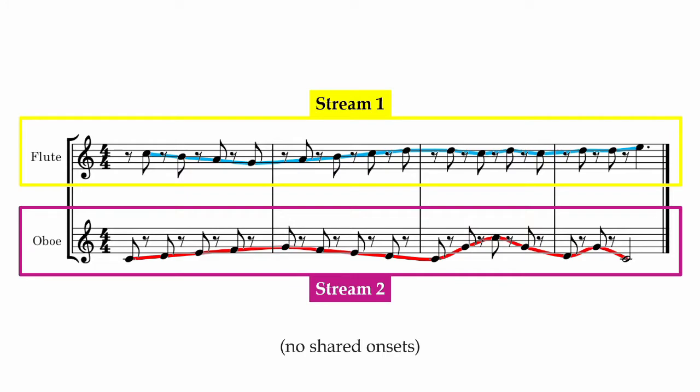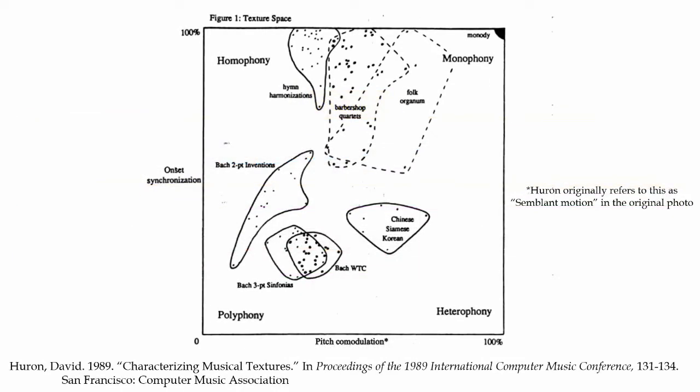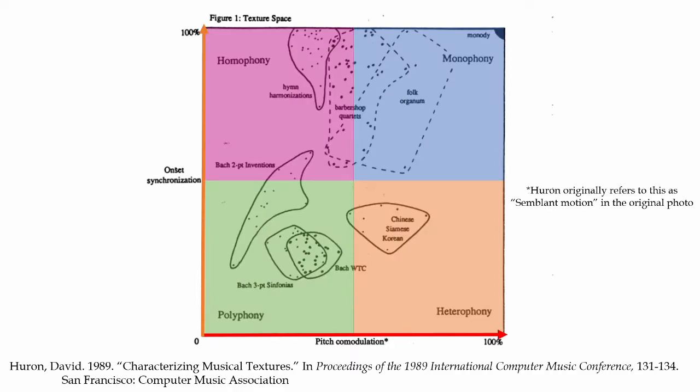Huron assembles these parameters into a two-dimensional graph called a texture space, with pitch comodulation as the x-axis and onset synchrony as the y-axis. The axes range from 0 to 100%. Each quadrant corresponds to a different texture type, and each corner represents the absolute form of that specific category. This graph allows us to observe the fluidity of textural categories as pieces rarely reside in the corners.